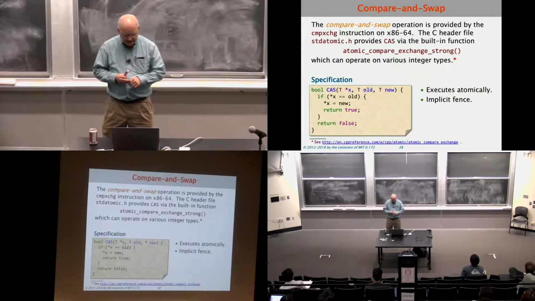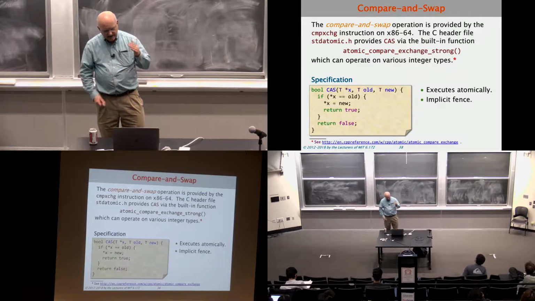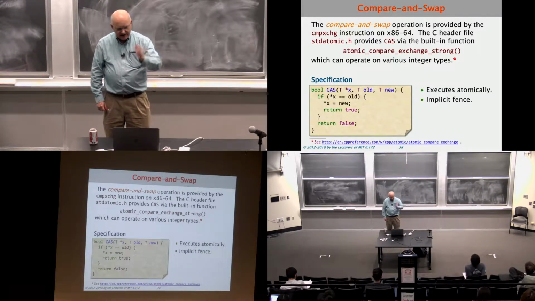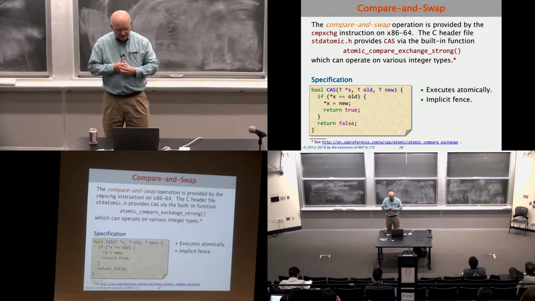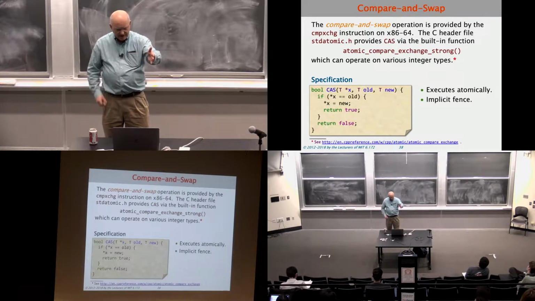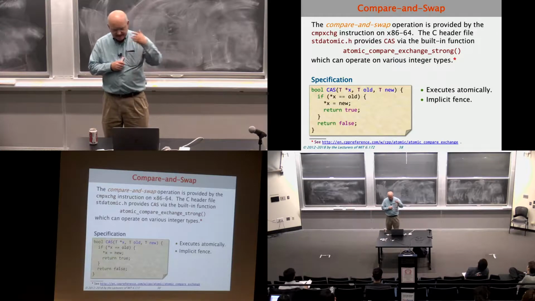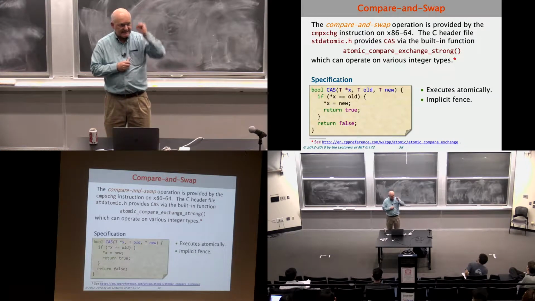And so here's the definition of the CAS instruction. Basically what it does is it has an address, and then it has two values, the old value and the new value. And what it does is it checks to see: is the value that is in that memory location the same as the old value? And if it is, it sets it to the new value and says I succeeded. Otherwise, it says I failed.